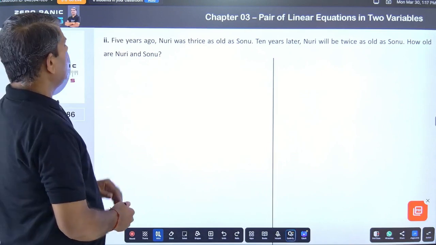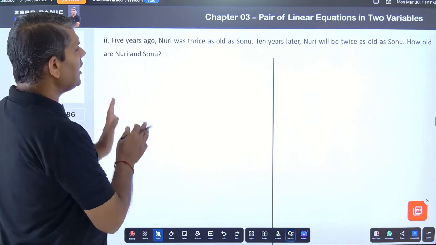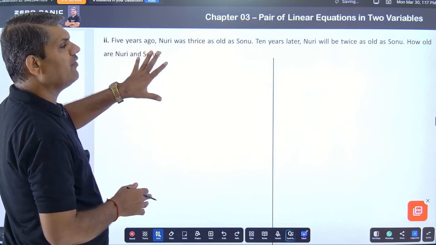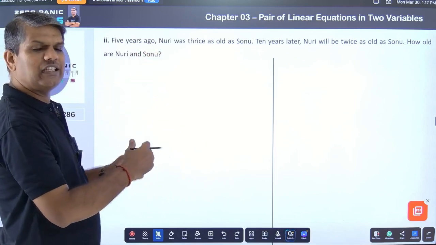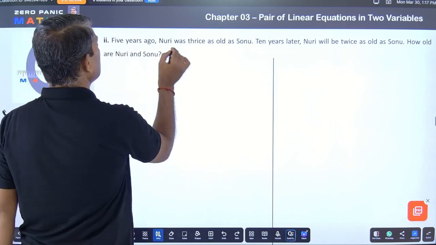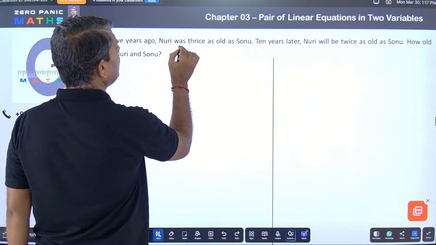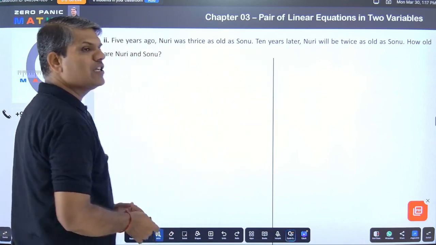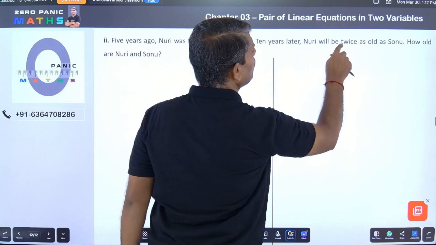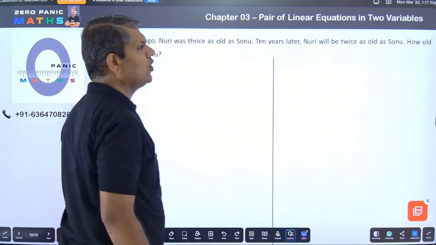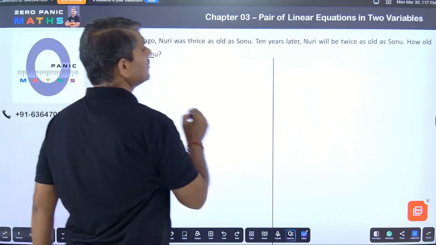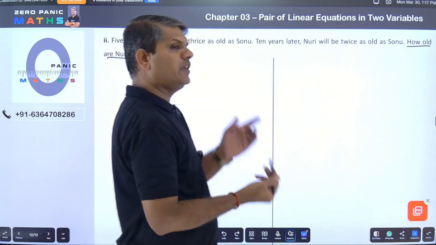Now if you see the problem here, such kind of problems we have already discussed in the substitution method also. The similar problem we have here, but we have to solve this by using the elimination method. That's all. Five years ago, let us read this. Five years ago, Noori was thrice as old as Sonu. So there are two characters here, Noori and Sonu. Ten years later, Noori will be twice as old as Sonu. How old are Noori and Sonu? That is our problem, we need to find the solution.